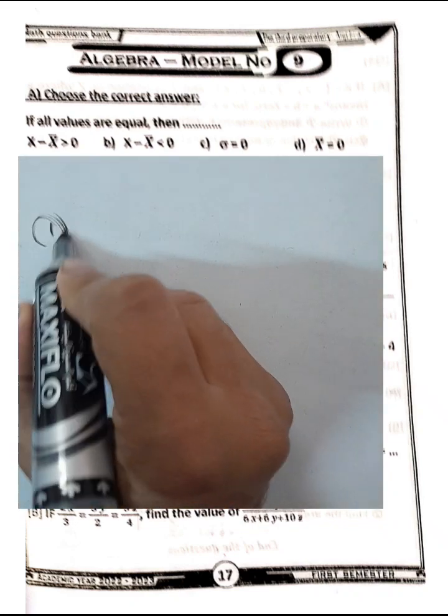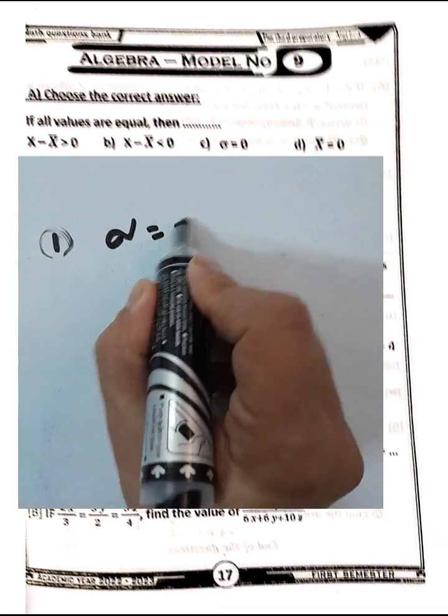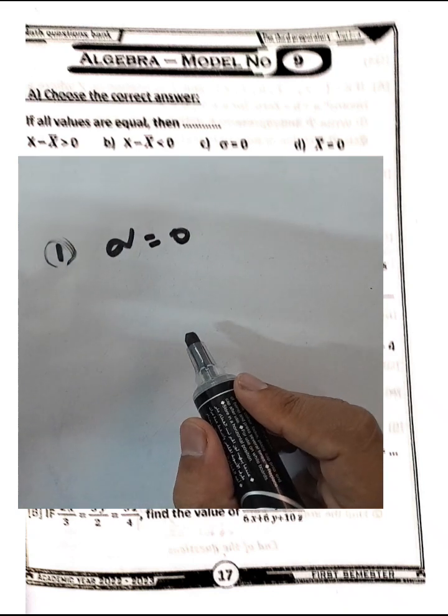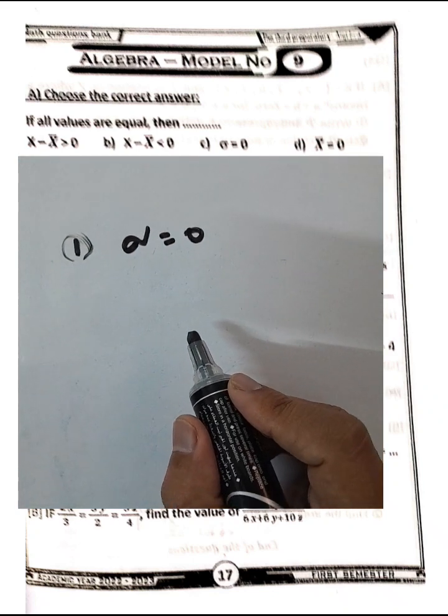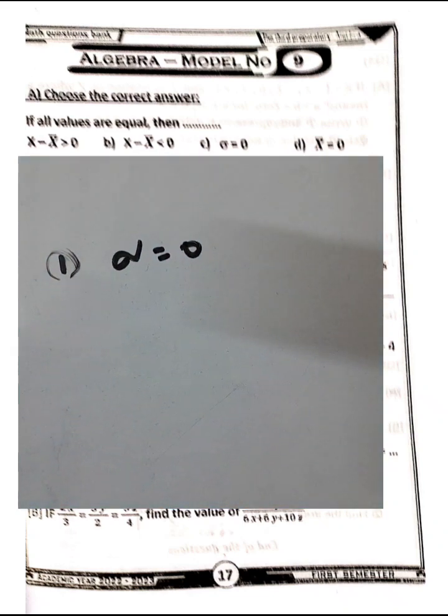Algebra model number 9. Look with me at question number 1. Choose the correct answer. If all values are equal, then sigma will be equal to 0. Sigma here refers to the derivative division. Okay, it will be 0 here. Choose letter C. Next, question number 2.